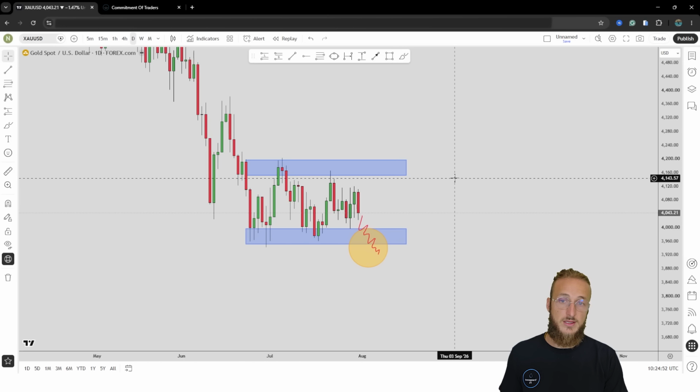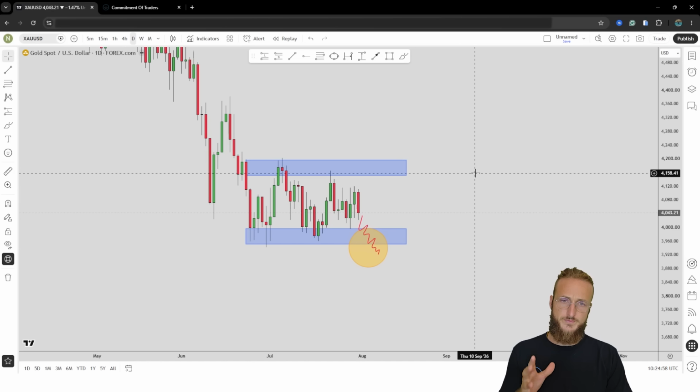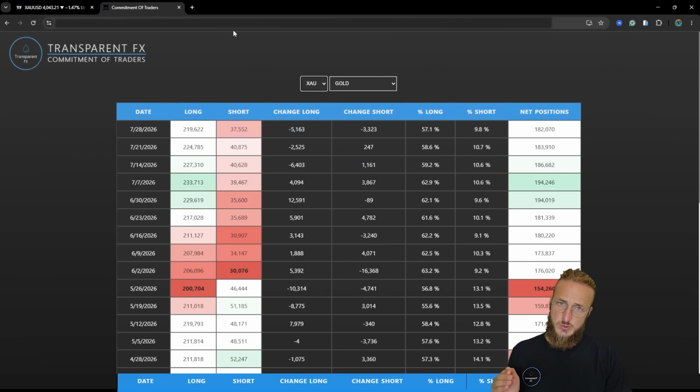If you have been in the market for some time and you are still a bit of a beginner, I'm sure this has happened to you many times. So keeping all of this in mind, let's move to the commitment of traders and see what we currently have.